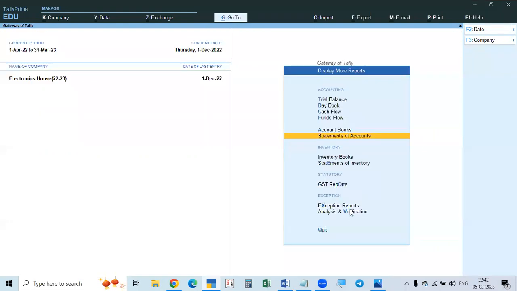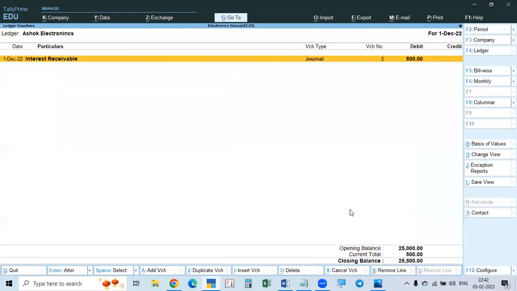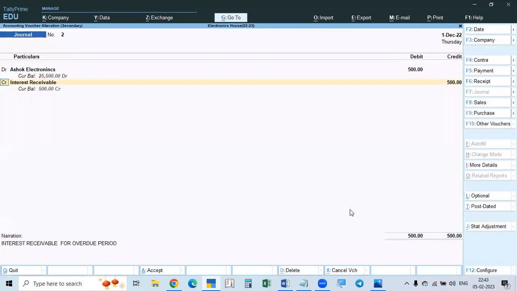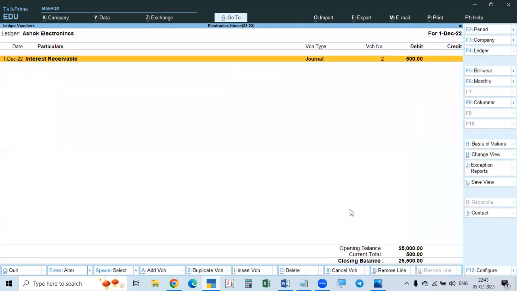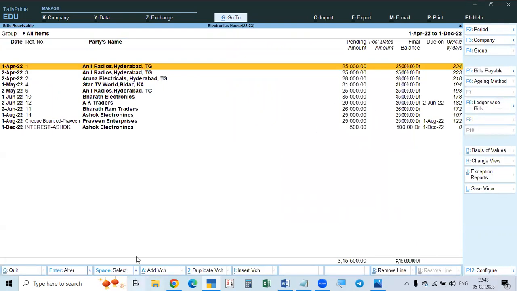In this case, we'll go to the ledger, Ashok Electronics. Here we charged interest, but nothing is shown because we have on account. Instead of that, go to new reference and take interest overdue, name Ashok, meaning Ashok Electronics interest. So you give the reference number in a different way. Now you check the report, display more reports, statement of accounts, outstanding receivable. Ashok Electronics 25,000 and interest of Ashok Electronics is also showing, 500. So it is showing everything.